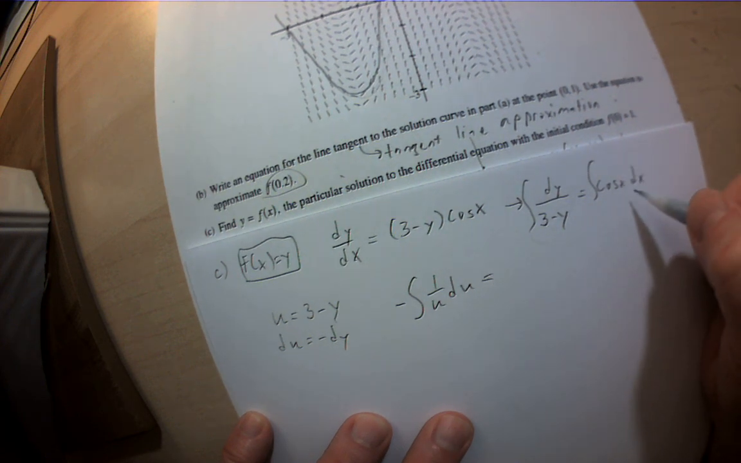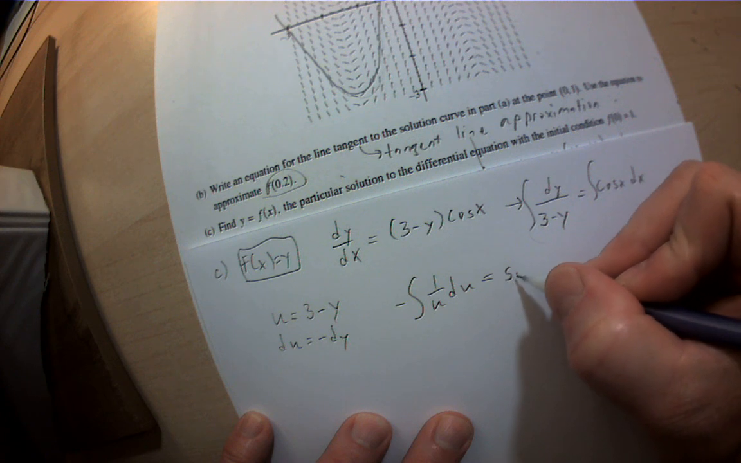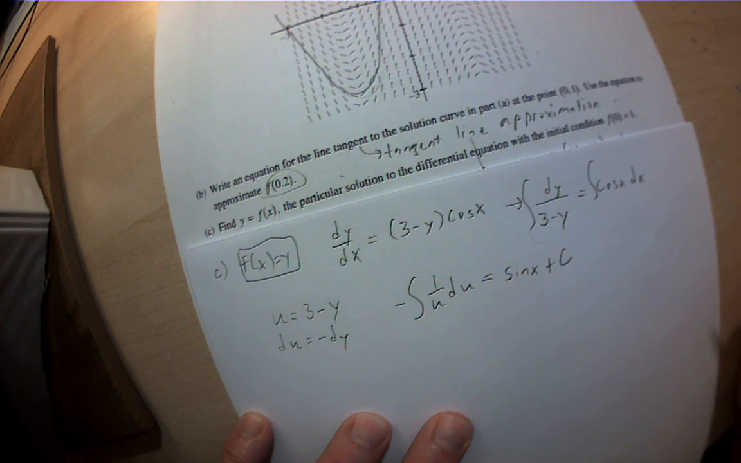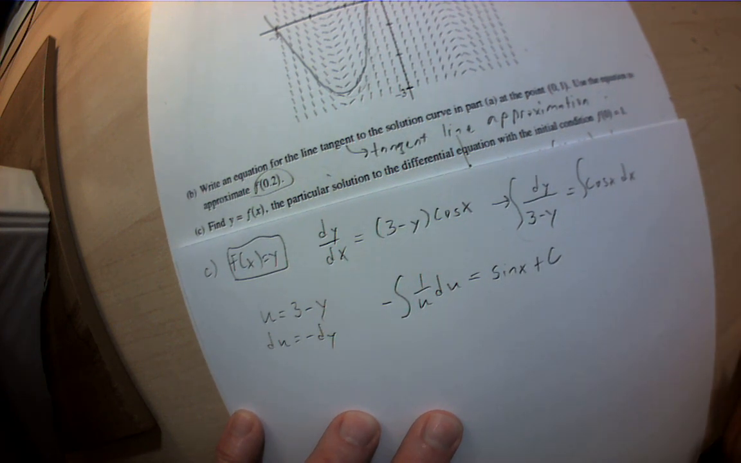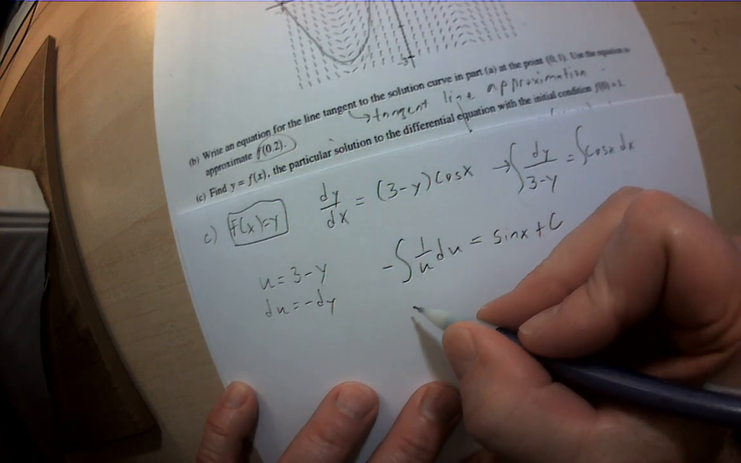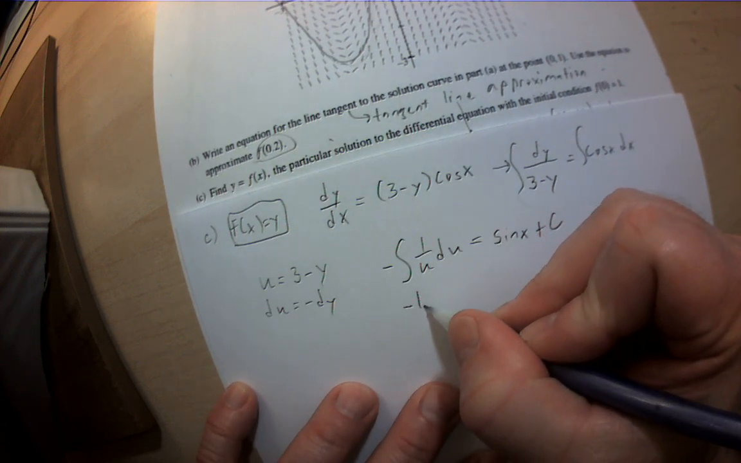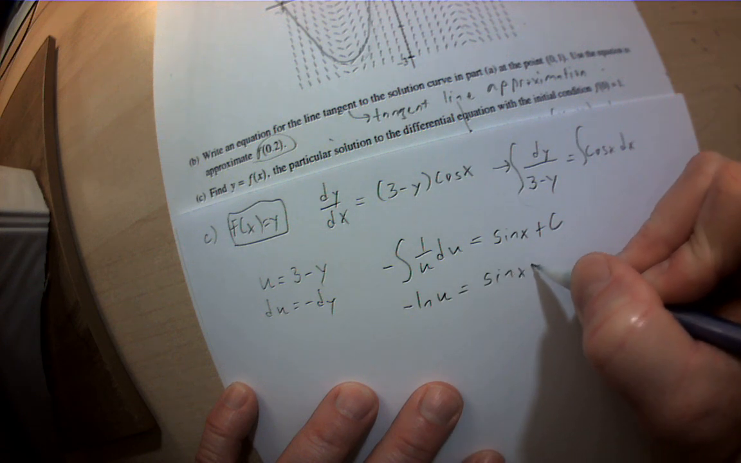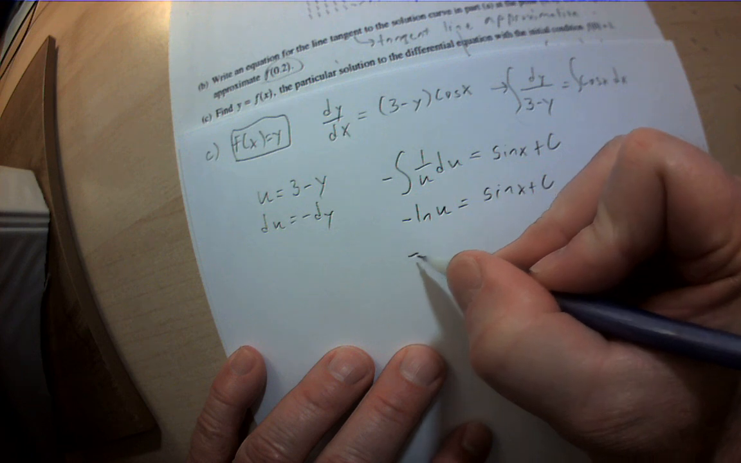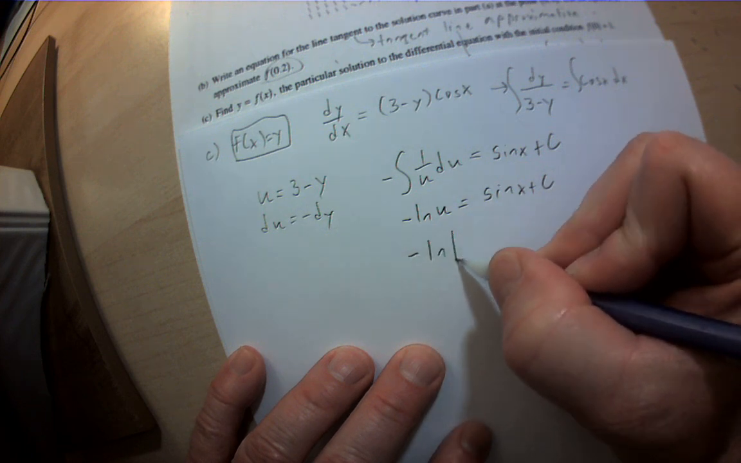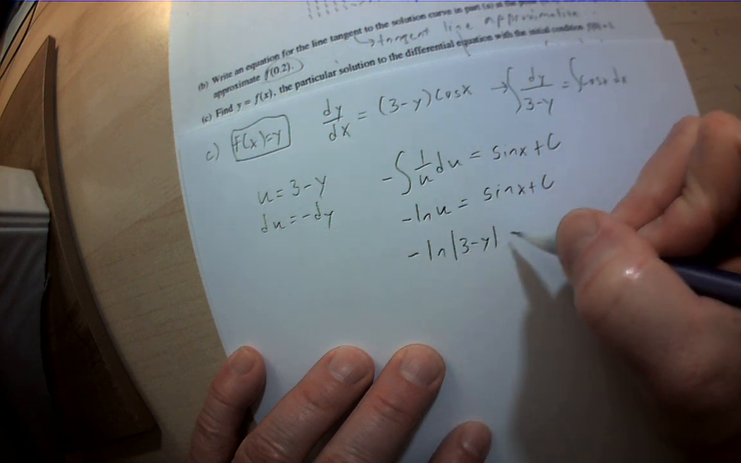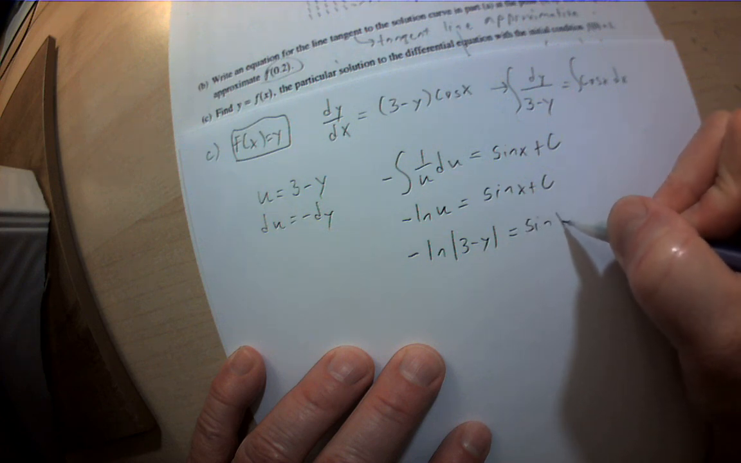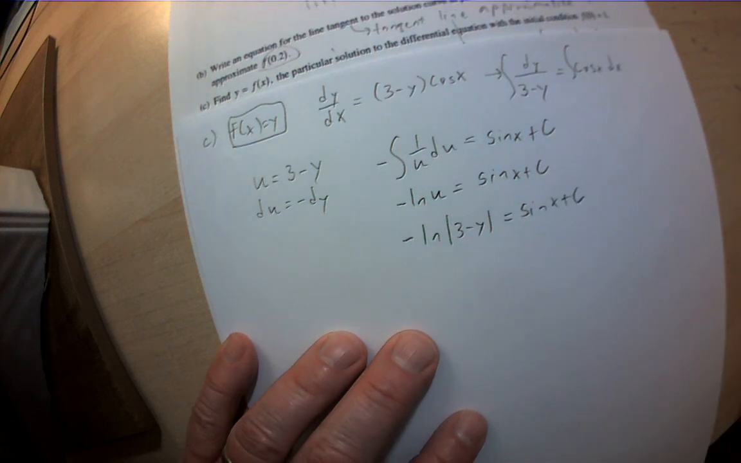Equals, if I take the integral of this, it's sine x plus c. I put my constant over on the right, it's just the thing I do. Okay, if I take the integral of this, I get negative natural log of u equals sine x plus c. I substitute back: negative natural log of the absolute value of 3 minus y equals sine x plus c. All right, that gets you up to 3 points, okay?